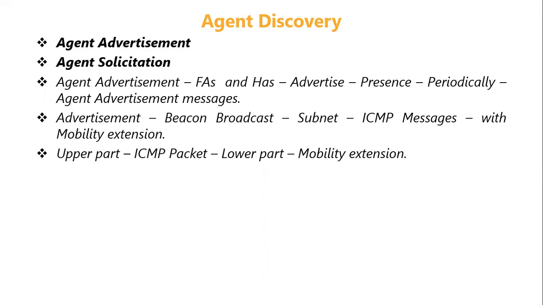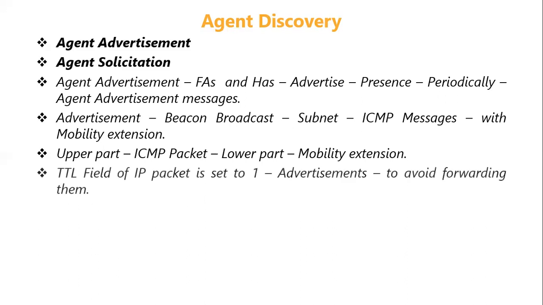So the advertisement packet contains two parts. The upper part is the ICMP packet. The lower part is the mobility extension. Mobile nodes must be reached with the appropriate link layer address. The TTL field of the IP packet, time to live, is set to 1 for all advertisements to avoid forwarding them. So the advertisement need not be forwarded further.